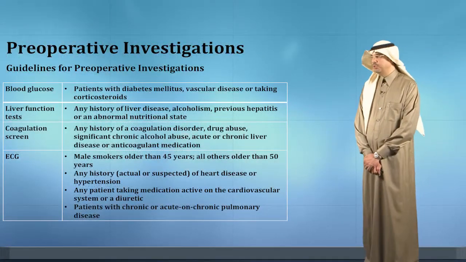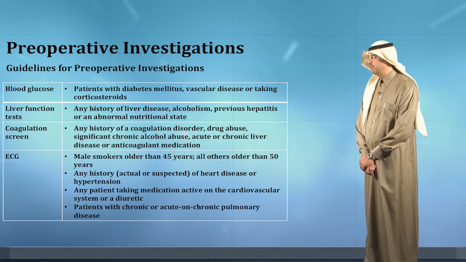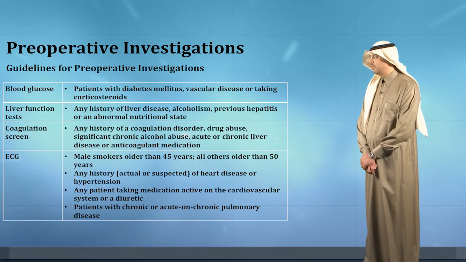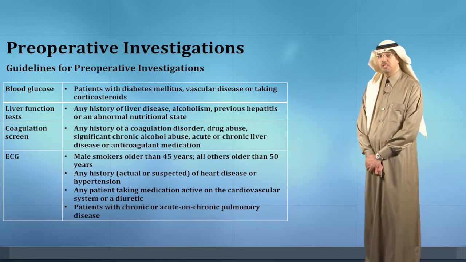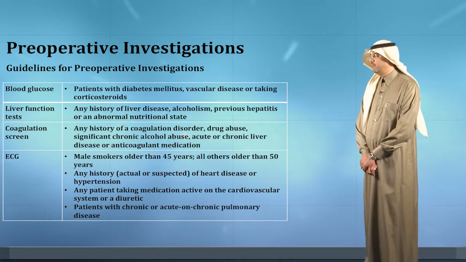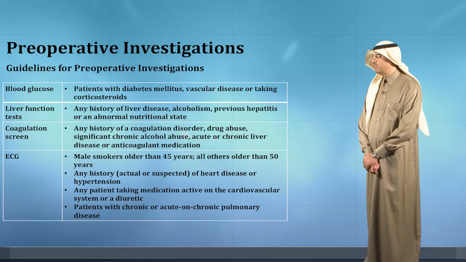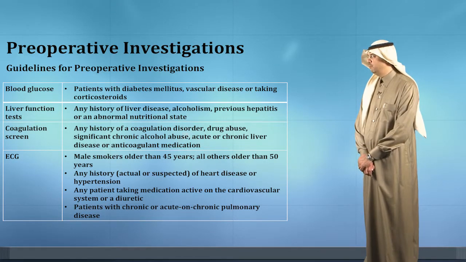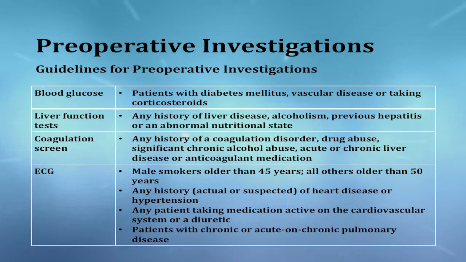Also, it is very important to know the blood glucose level, especially in patients who are diabetics or have a vascular disease or are taking corticosteroids. It's important to know about liver function tests in patients with liver disease or alcoholism, or previous history of hepatitis or abnormal nutritional status. Coagulation screening is important in patients with coagulation disorder, drug abuse, significant chronic alcohol abuse, or acute or chronic liver disease or anticoagulation medication.